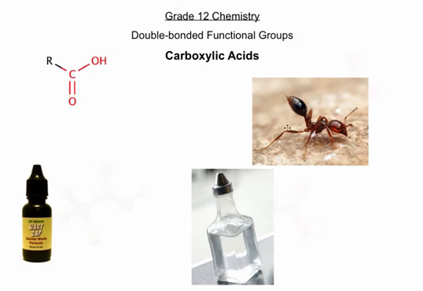So this is an ant. Ants sting things, and that chemical that causes the stinging is actually a carboxylic acid. It's known as formic acid, after the Greek formica for ant, and there's the structure of formic acid. So you can see one carbon. So actually the IUPAC name for that is methanoic acid.